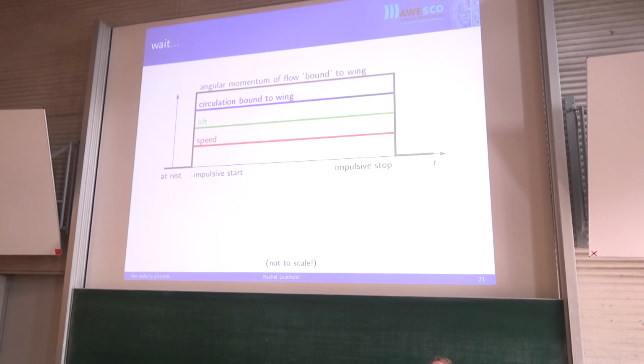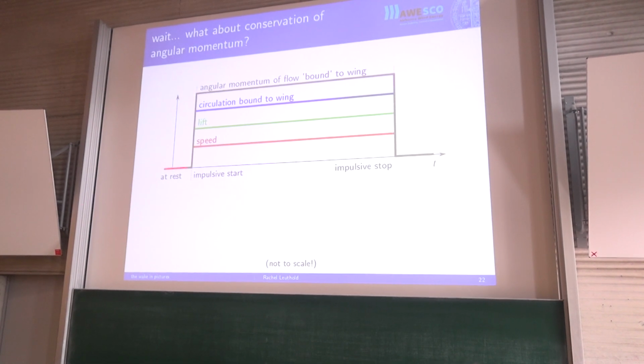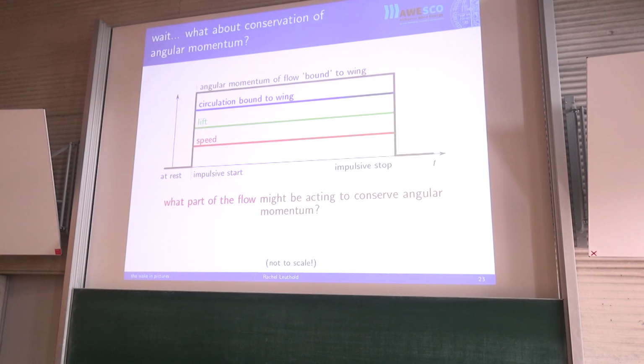Now I feel like there might be one or two of you who are a bit hyperventilating, because at the beginning it looks like there's no angular momentum in the flow, and at some point we've magically created some, and then it disappears again. That doesn't really fit with what we understand of physics and the world. Angular momentum should be conserved in a system. So what part of the flow might be compensating for this change in angular momentum of the flow around the wing?